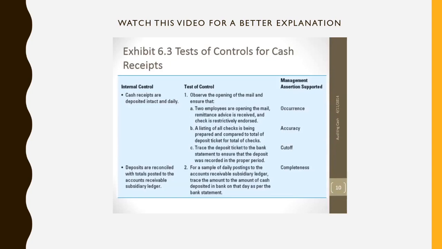So occurrence deals with that, right? If you have two employees opening the mail and it's valid, you're looking to see that it's a valid cash receipt, that it actually occurred.